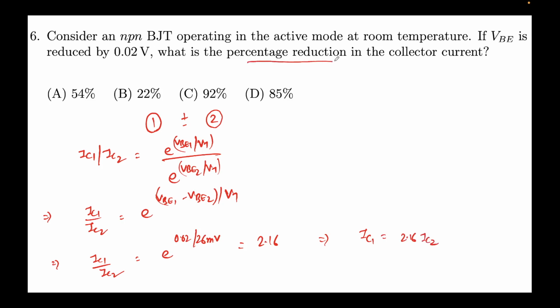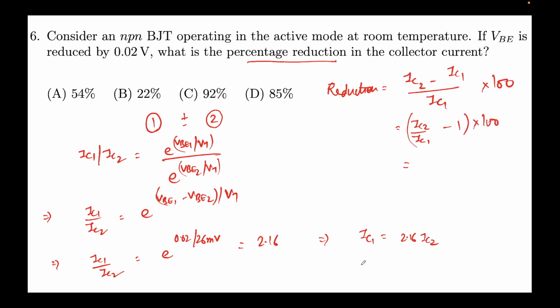What we are required to find is the percentage reduction in collector current. This means reduction equals IC2 minus IC1 over IC1 times 100. If I divide by IC1, it will come out to be IC2 by IC1 minus 1, times 100. IC2 by IC1 is 1 over 2.16, which comes out to be 0.46. So 0.46 minus 1, times 100, comes out to be minus 54%.